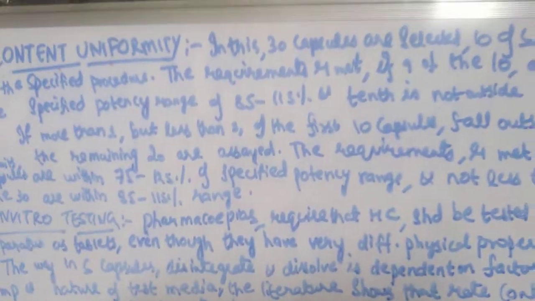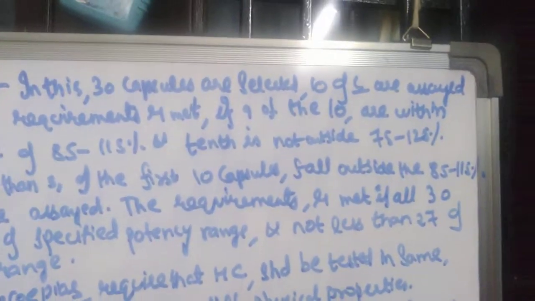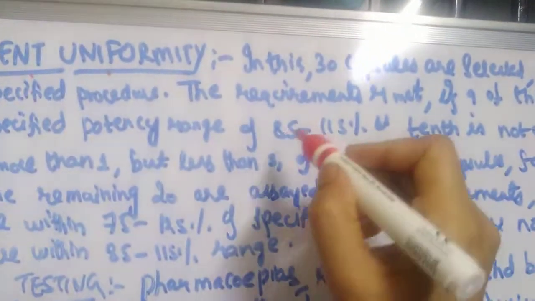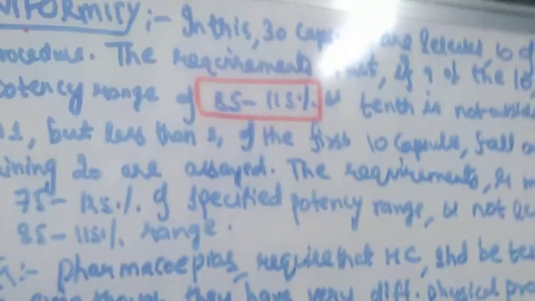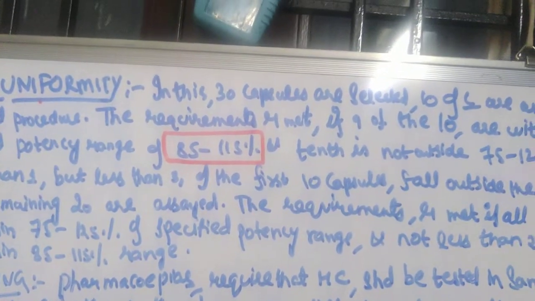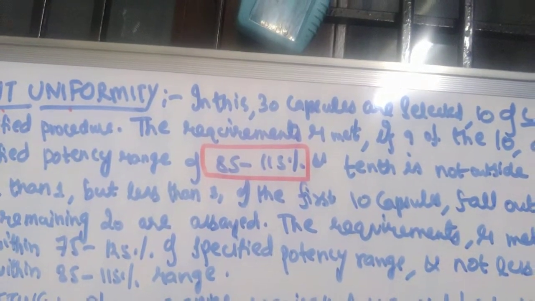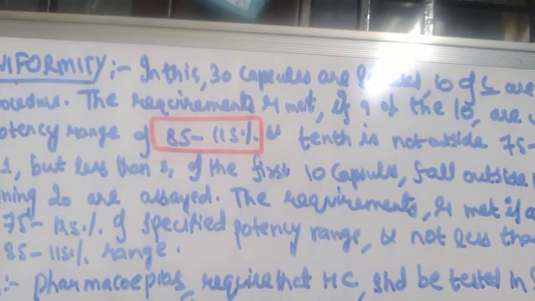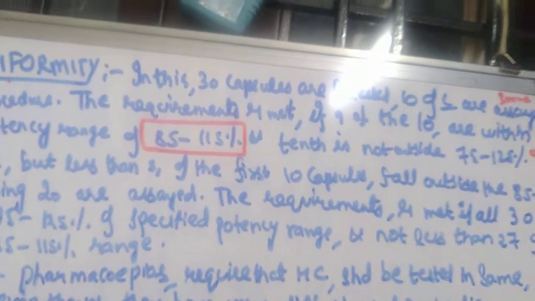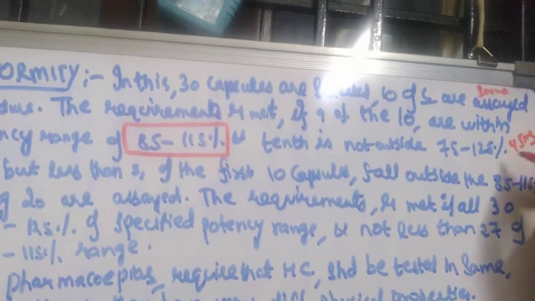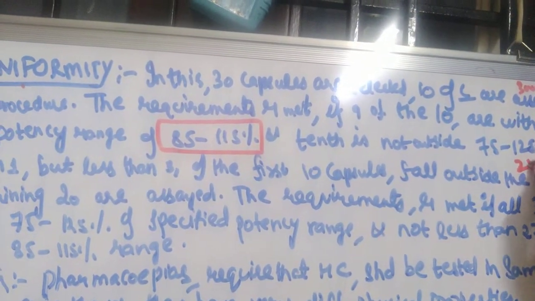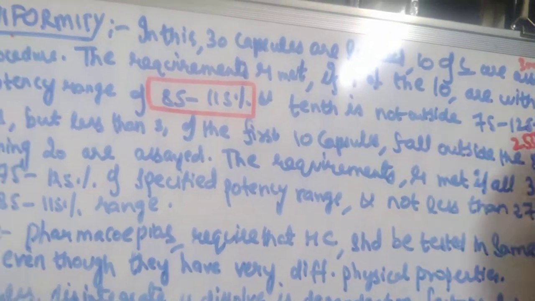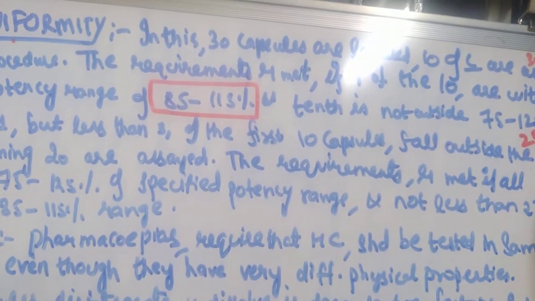So what is the test requirement? The requirements are met if 9 out of 10 capsules are within the specified potency range of 85 to 115%. Suppose the active ingredient written on the capsule is 300 mg. 10% will be 30 mg, so 15% will be 45 mg. 85% means you deduct 15%, so it will be 255 mg, right? And if you add 15%, it becomes 345 mg.